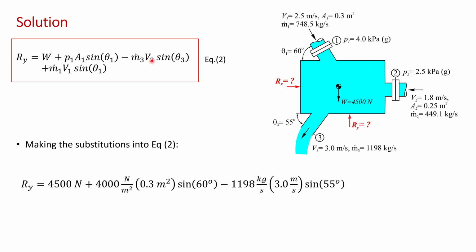Then minus m dot 3 v3 sine theta 3. M dot 3 is 1,198 times v3, 3 meters per second, times the sine of theta 3. And that term is negative, so that's correct. And then plus m dot 1 v1 sine theta 1. And there's the mass flow rate that we previously calculated at 1, the velocity at 1, 2.5 meters per second, and the sine of theta 1, 60 degrees. And if you do the math, that gives that the reaction force in the y direction is 4,220 newtons upward. So that's the answer to the y reaction force.